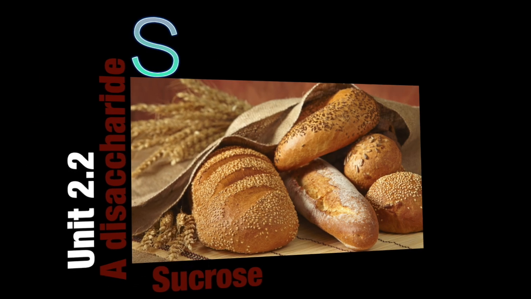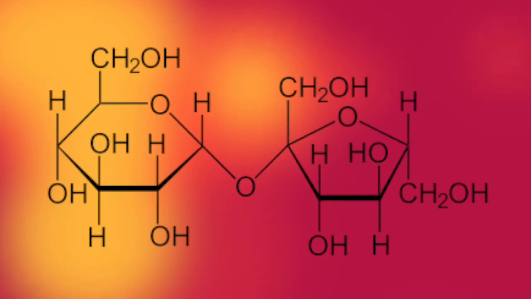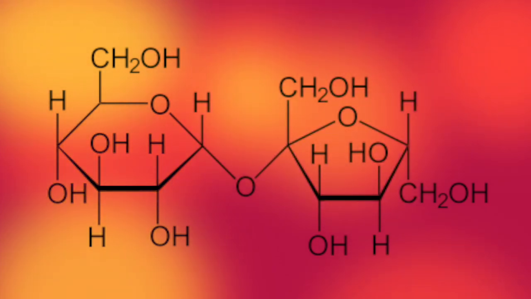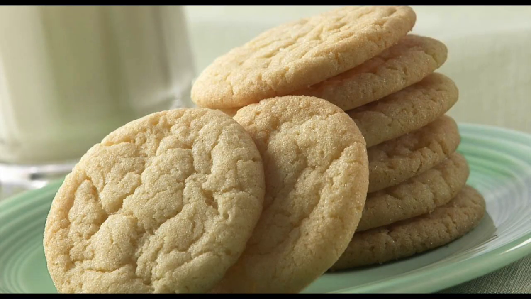A disaccharide example would be sucrose. The chemical structure of sucrose is C12H22O11. A food that would contain sucrose would be a sugar cookie. Sucrose is used by the human body to be broken down into glucose to be used as energy.